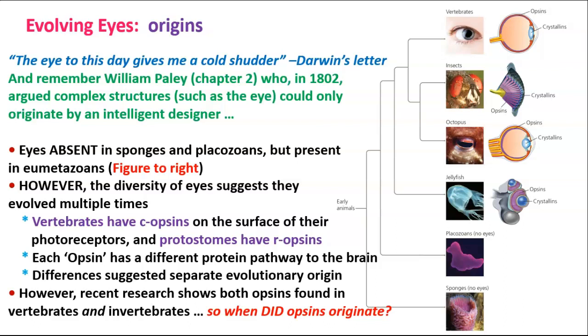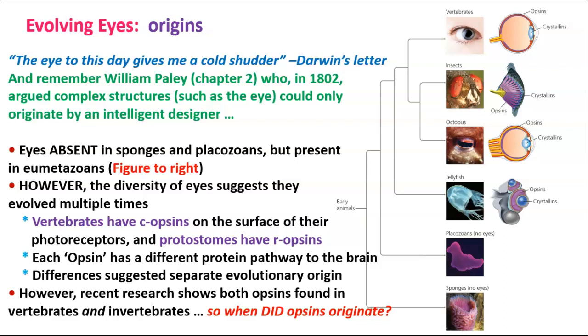So the eye was one of those adaptations that was pretty daunting to Charles Darwin to explain because of its complexity. And he's quoted as saying, "The eye to this day gives me a cold shudder," because of his inability to adequately explain the origin of eyes in a gradual kind of way.